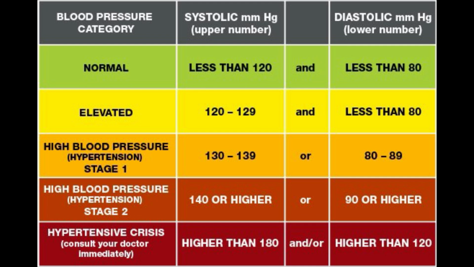Now we have hypertensive crisis. Hypertensive crisis is when you record above 180 millimeters of mercury for the systolic and above 100 for the diastolic. Yes, when you record higher, or even sometimes the diastolic can be 120 and above, that is hypertensive crisis.